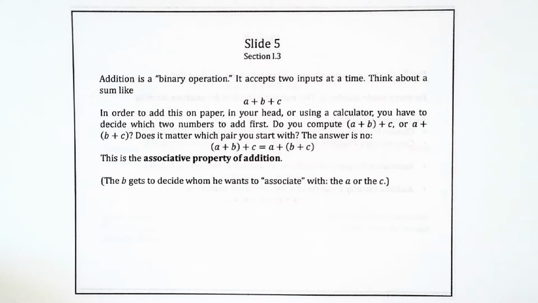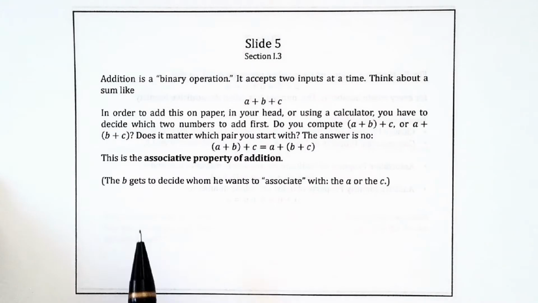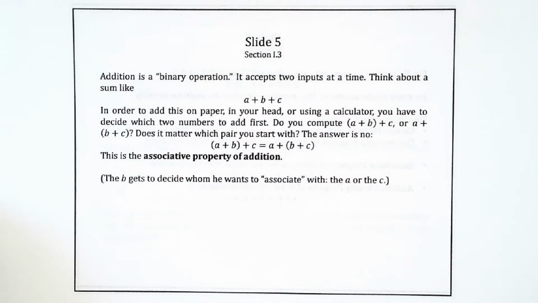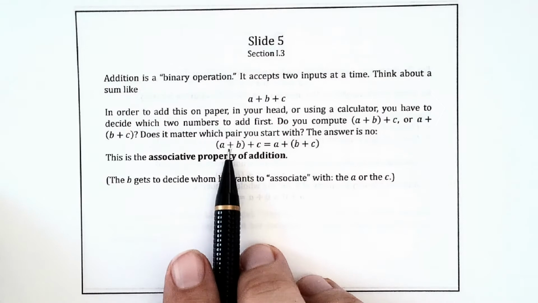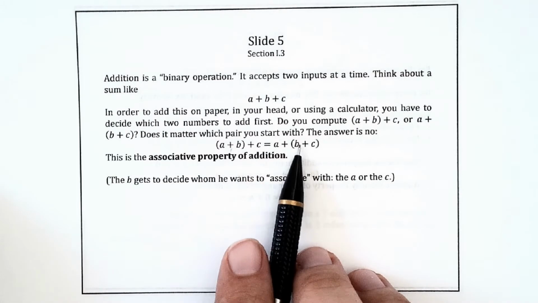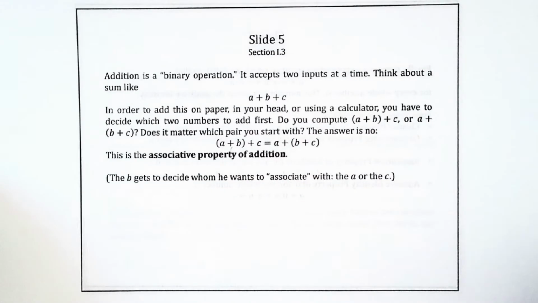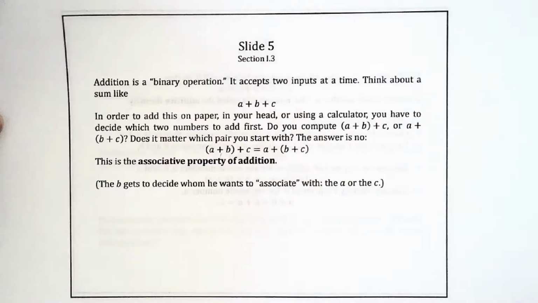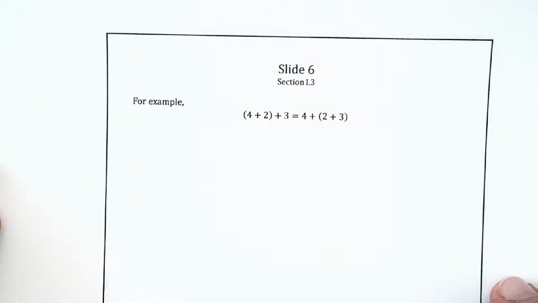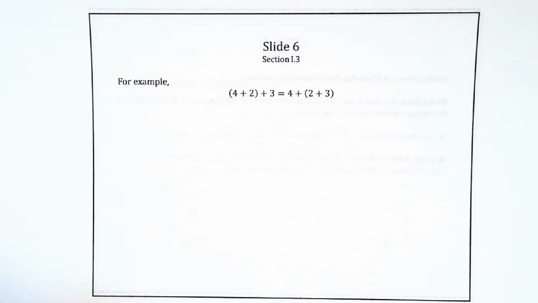Here's a good way to remember that word. The b gets to decide whom he wants to associate with, the a or the c. In other words, who does he want to be friends with? Does he want to be friends with the a, like here, or does he want to be friends with the c, like here? Well, the property tells us that it doesn't matter. He can pick either one, and the answer will be the same regardless. So for example, (4 plus 2) plus 3 equals 4 plus (2 plus 3).